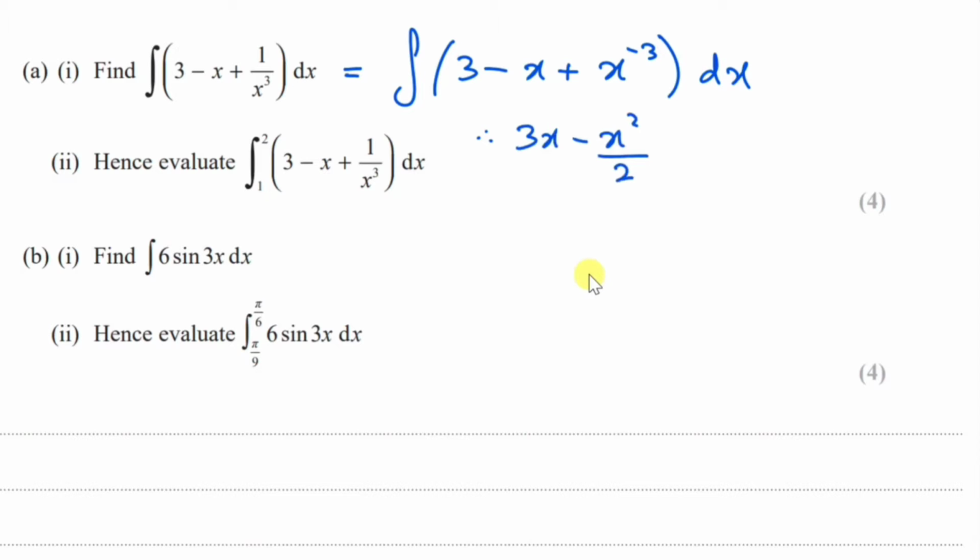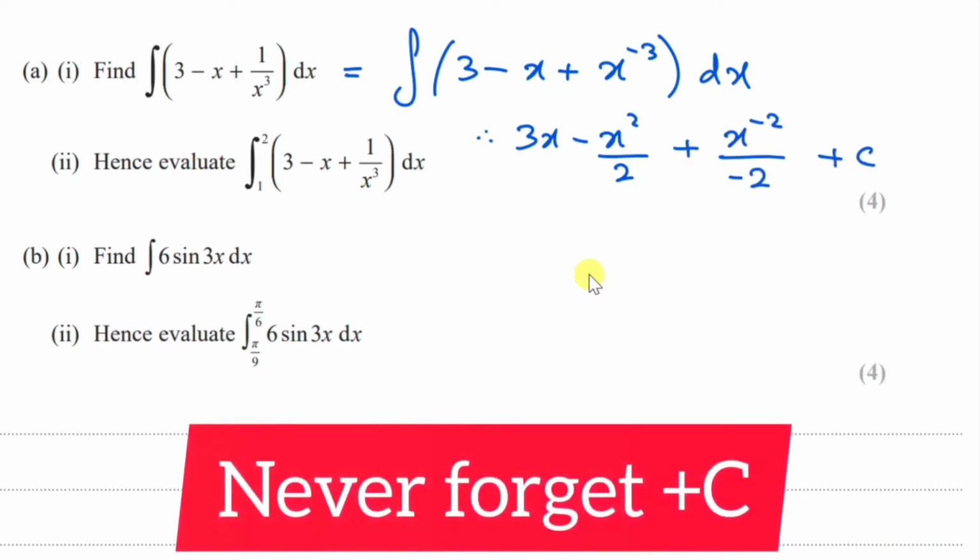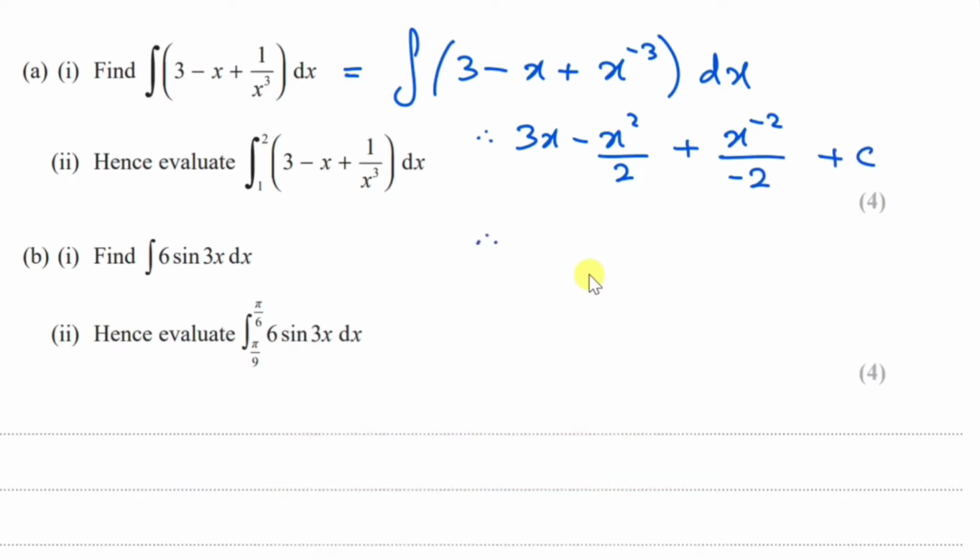And do the same here. Because you've got x to the minus 3, add 1 to the power, so it becomes minus 2, so it becomes plus x to the minus 2 over minus 2. And never forget the plus c. And then therefore, guys, tidy up. You should get 3x minus x squared over 2. You've got a minus sign here, so it'd be minus x to the negative 2 over 2 plus c. And that's it. So that's our first part done.